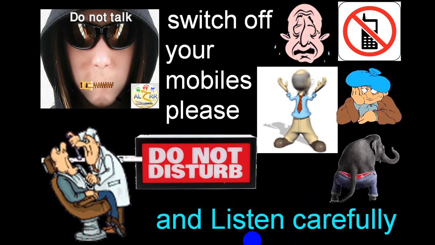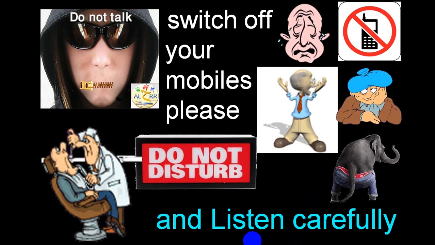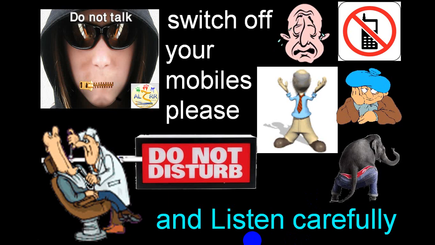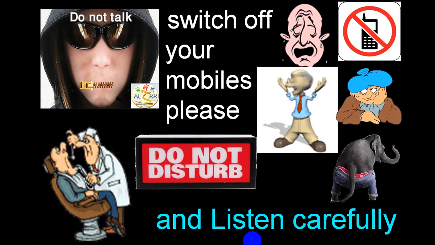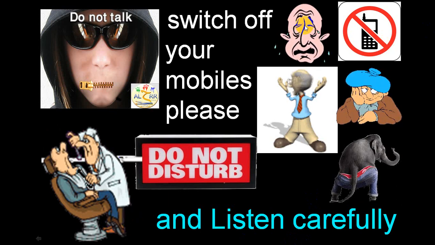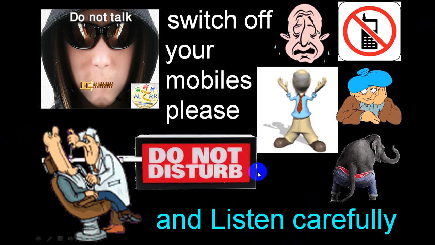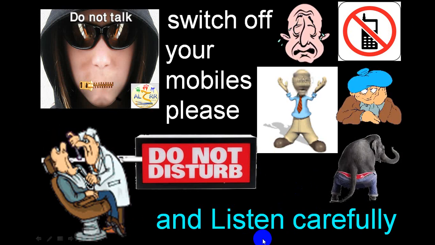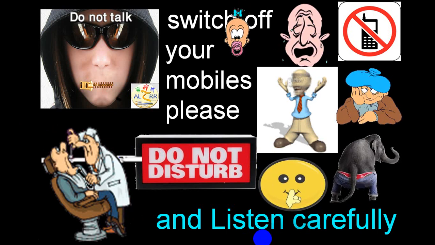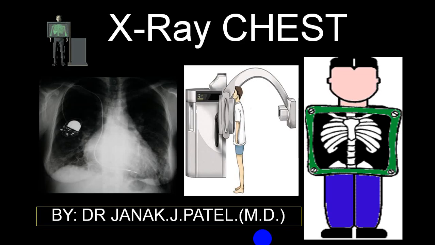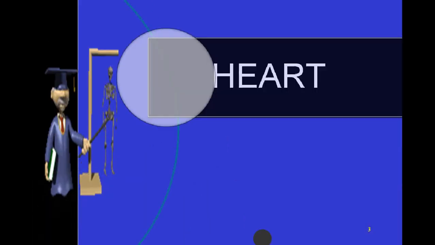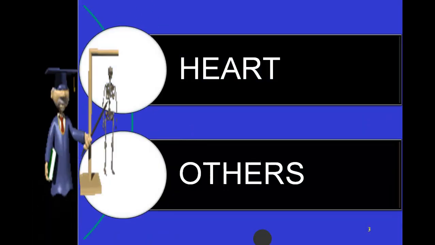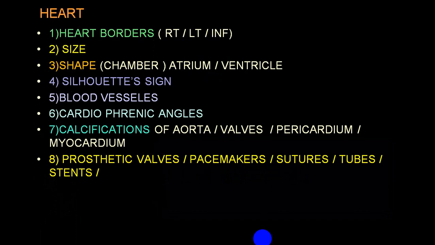Today we'll be discussing the other part of X-ray chest reading, that is, looking at the heart shadow. So on an X-ray chest, how do you interpret a cardiac silhouette and cardiac shadows? We'll be discussing under two headings: heart and miscellaneous conditions related to heart.